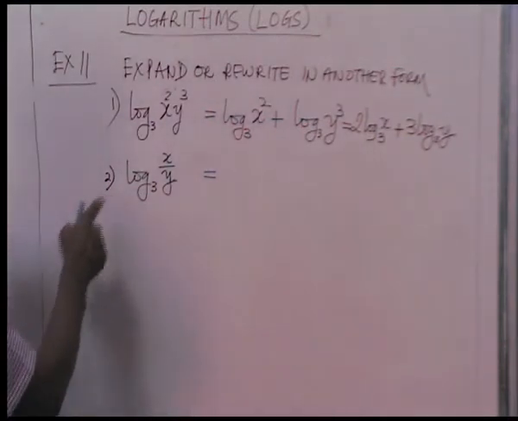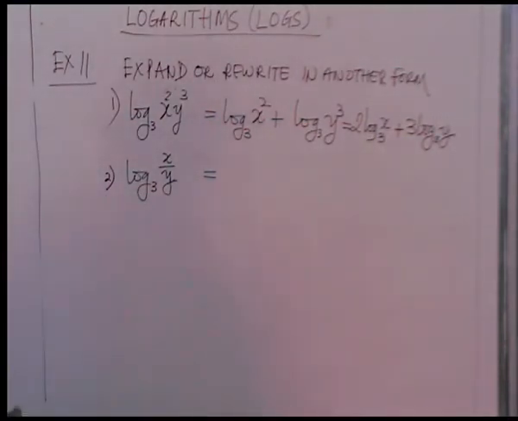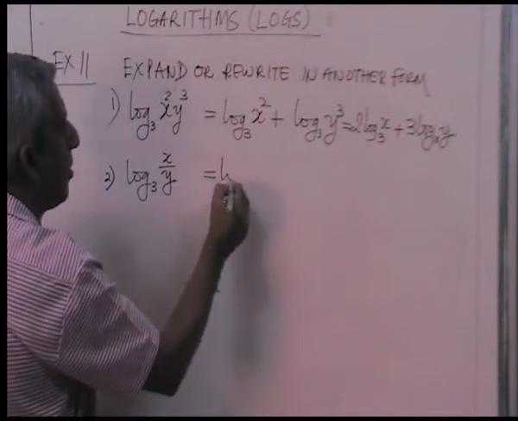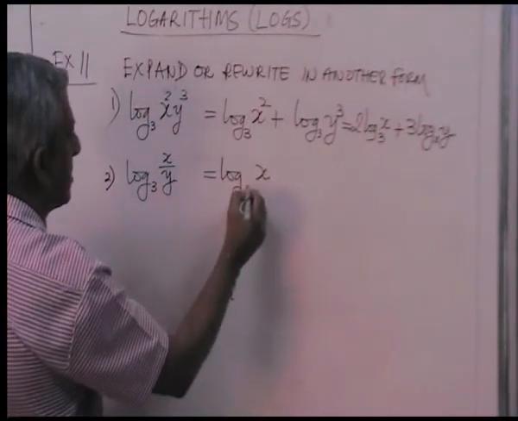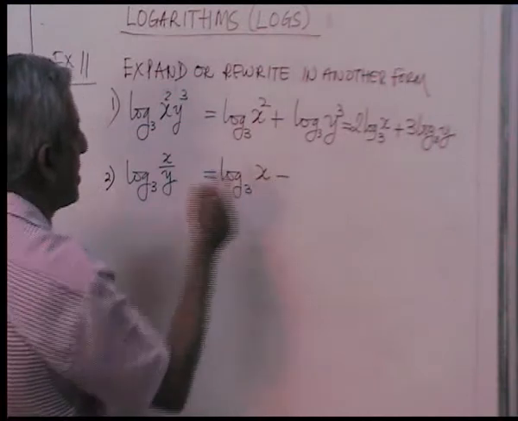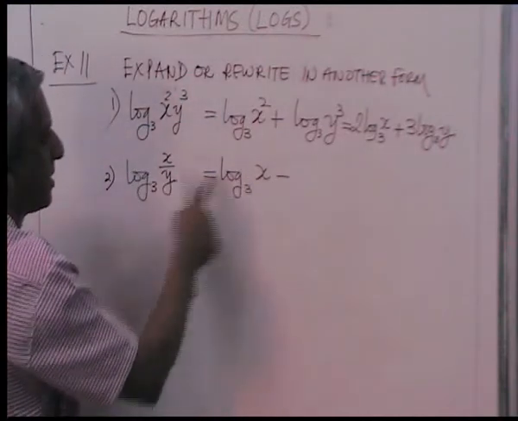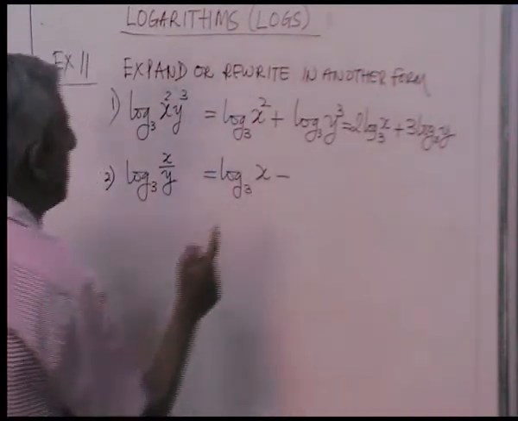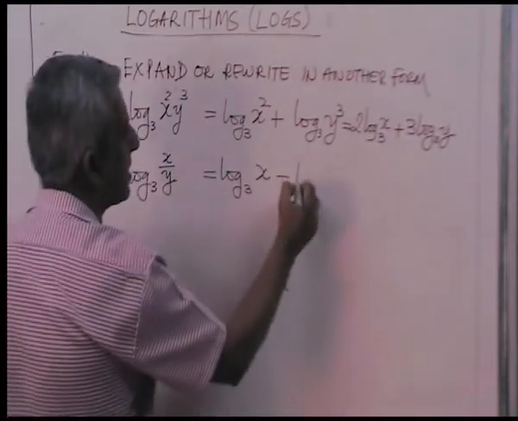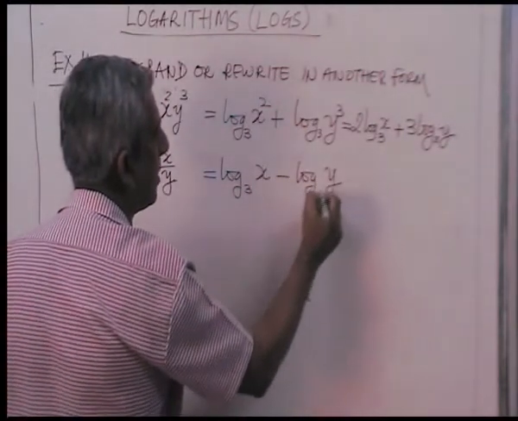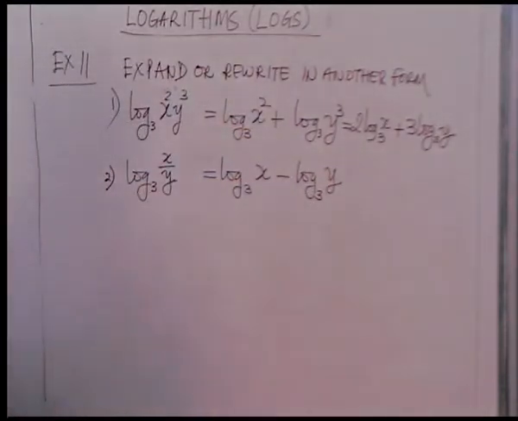Right, this is the reverse. Now we're going to apply the reverse of a minus b. So it will become log of x to the base 3 minus. Remember, the top one is written first. The second one is written second. So log of x minus log of y to the base 3.